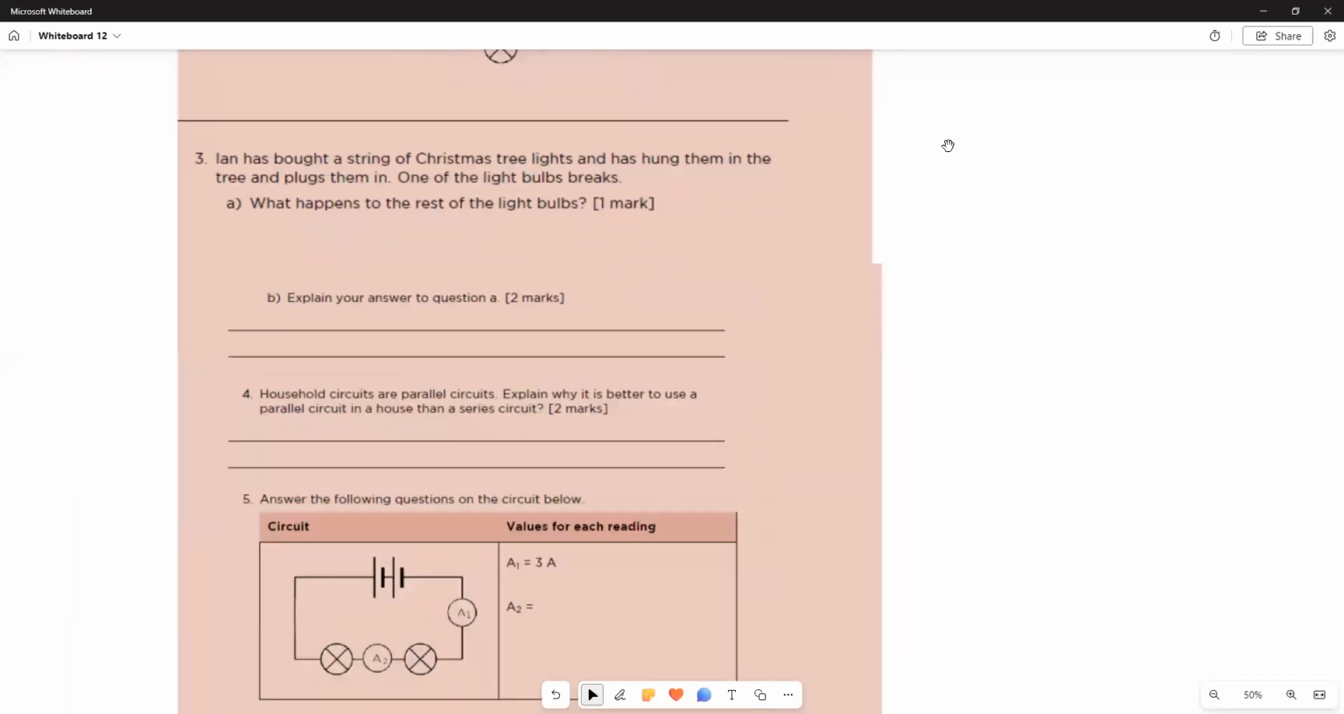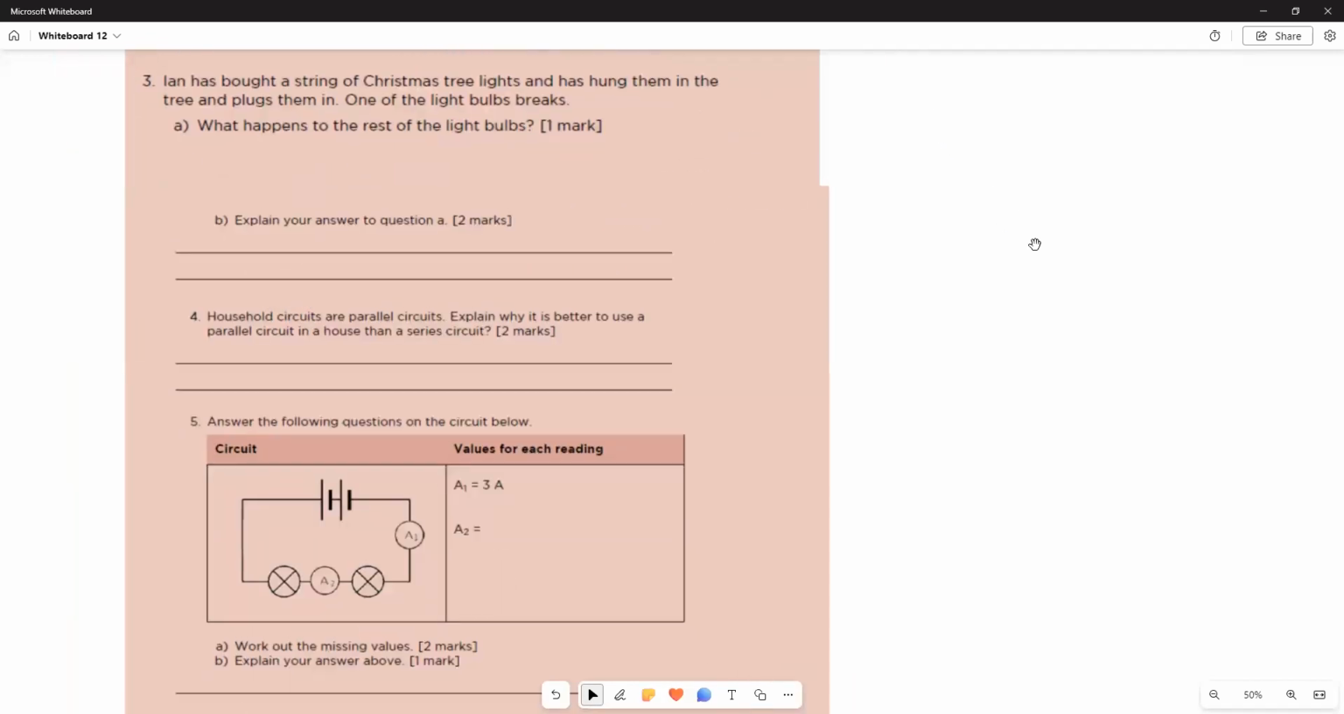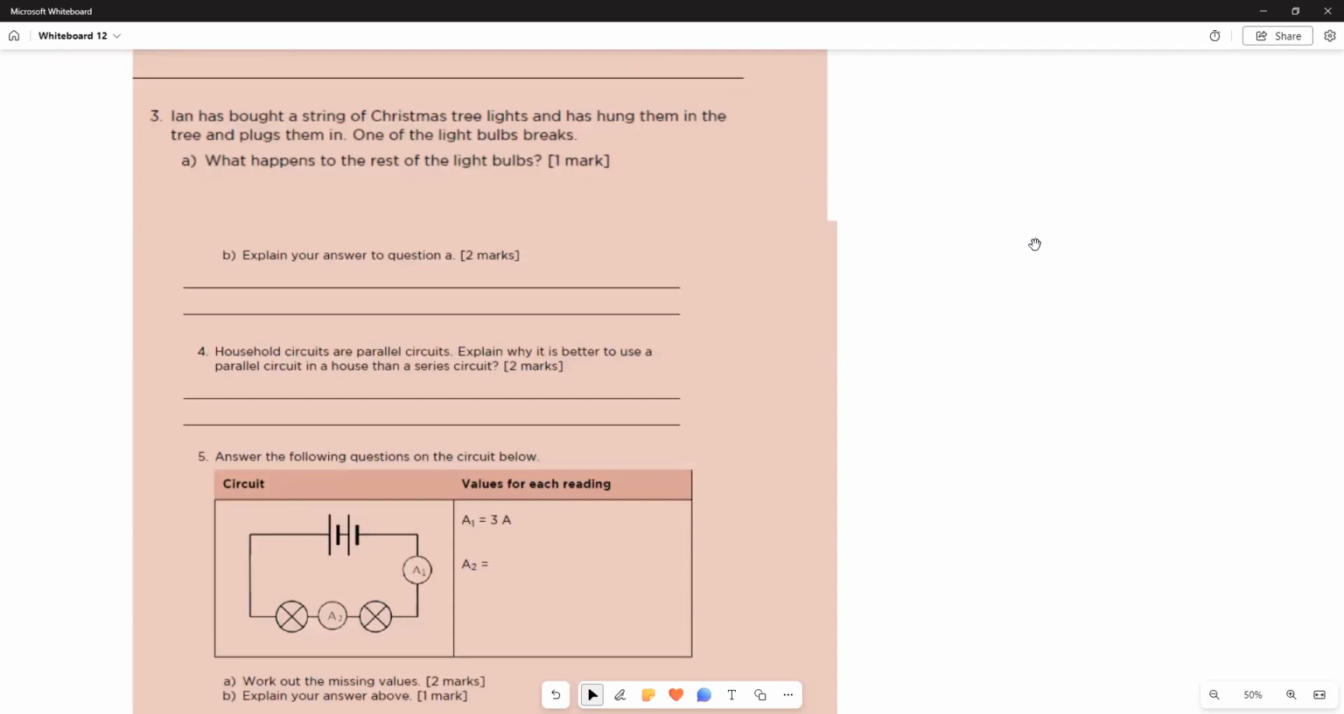Now let's check the third one. Ian bought a string of Christmas tree lights, and hung them in the tree and plugged them in. One of the lights breaks. What happens to the rest of the light bulbs? If one bulb breaks, the other ones will still be lit, right? The other lights will still be on. They say explain your answer to question A.